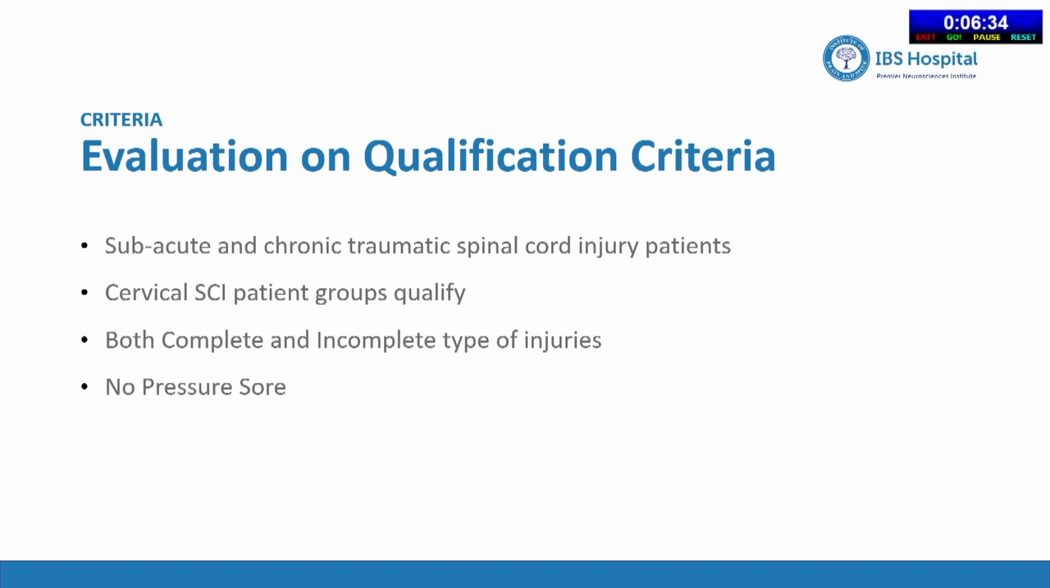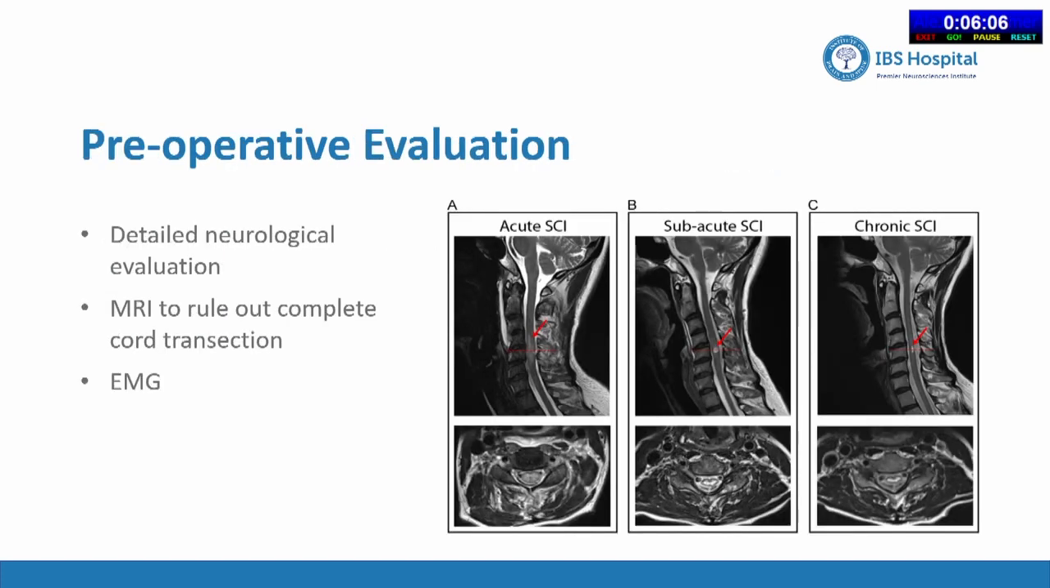So who qualifies? All subacute and chronic traumatic spinal cord injury patients. We wait for at least 6 months to allow the spinal shock to settle and natural recovery to occur before we proceed with epidural stimulation. In this group, we have taken only cervical spine injury patients; we presented lumbar spine last year here. Both complete and incomplete injuries qualify. Inclusion criteria: no active infection, no bed sores. Pre-op, you do one detailed evaluation and an MRI to rule out complete cord transection.